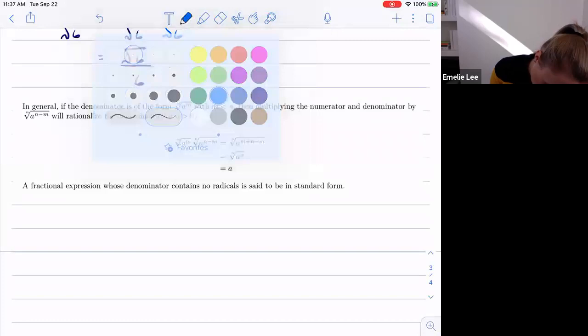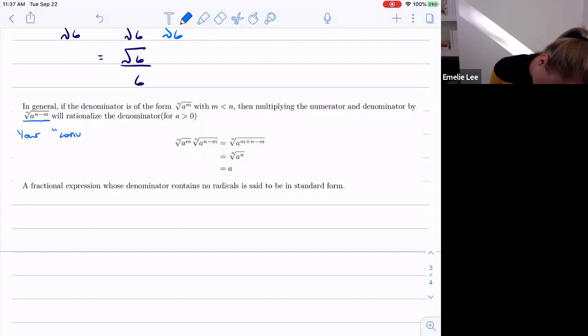So here, your convenient value of 1 will be the nth root of a to the n minus m over the nth root of a to the n minus m.